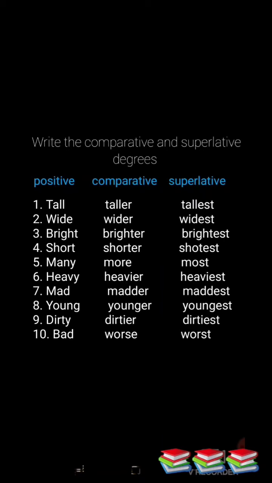Bad. Here you can see I haven't used ER; in the place of ER I use worse. Bad changes to worse in the comparative form and worst in the superlative form. I will ask you at the end of the video to comment in the comment box by writing the answers for these words.